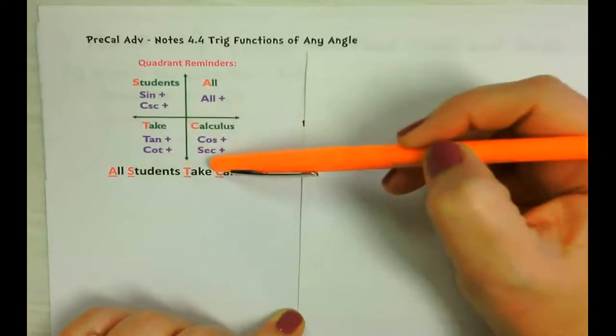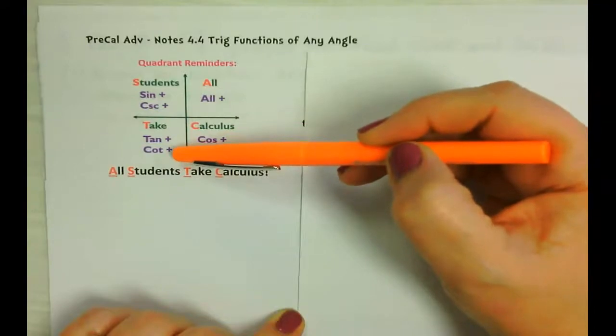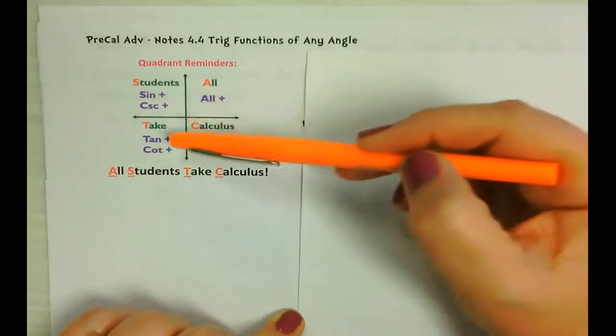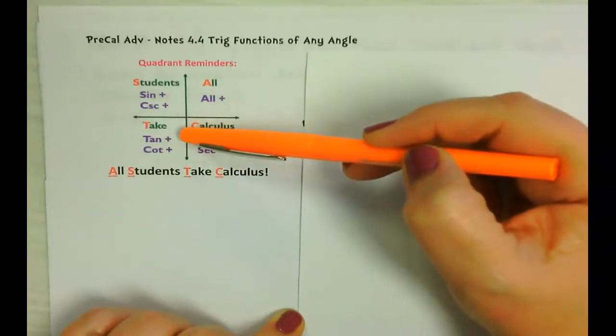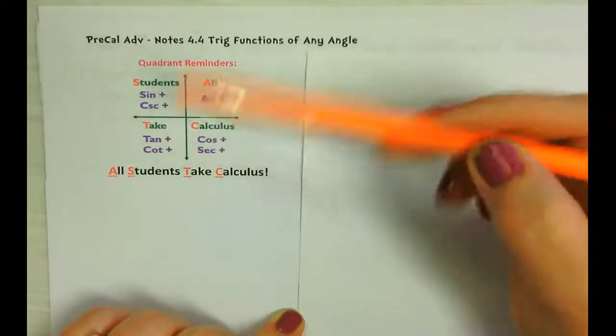And then the third word is take. In the third quadrant, the T stands for tangent and cotangent functions that are going to be positive. And do keep in mind, everything is positive in the first quadrant. So remember we said if tangent is positive in the third quadrant, then technically tangent and cotangent have 2 places on the circle where they can both be positive. So that can afford us 2 solutions.